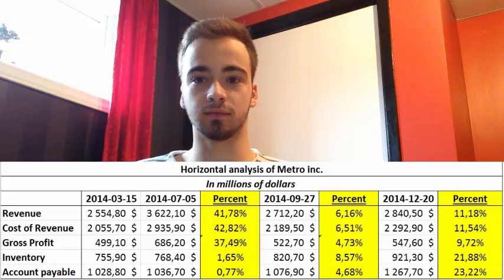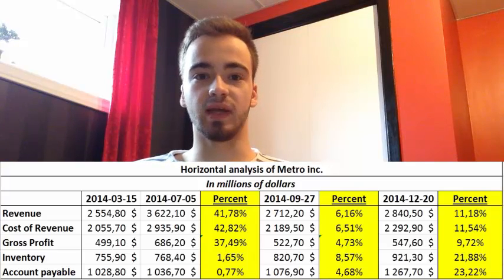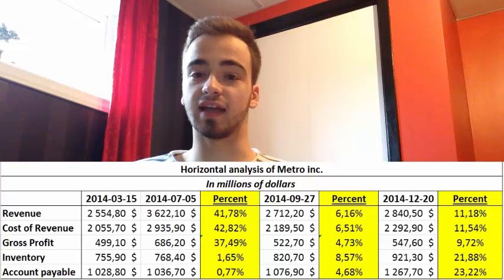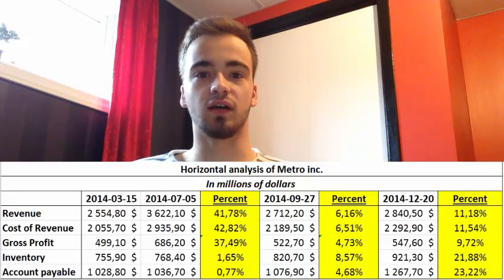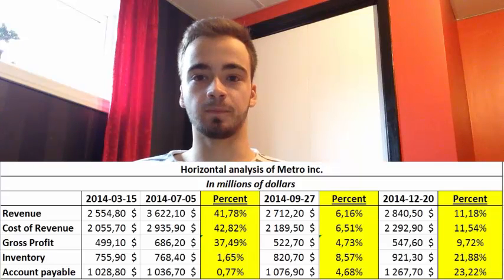than 10%. The best scenario would have been an increase of the revenue with a depreciation of the cost of the revenue, which would have made the gross profit going up like a rocket. With all that going up, the inventory follows with an increase of almost 22% over the fourth quarter.